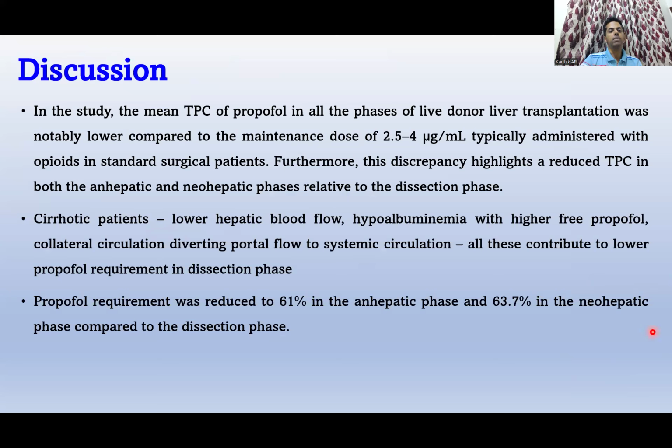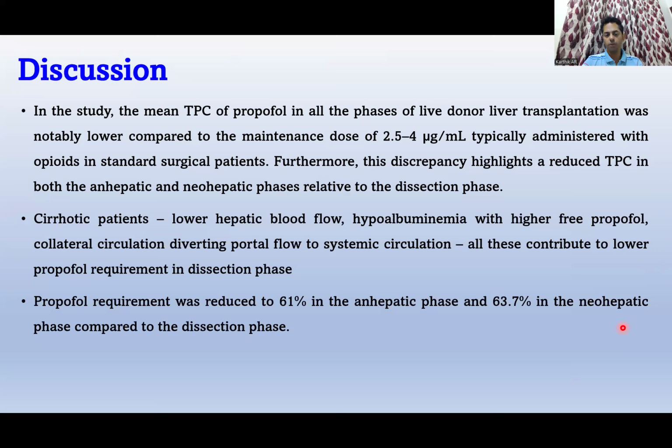Discussion. In the study, the mean TPC of propofol in all the phases of live donor liver transplantation was notably lower compared to the maintenance dose of 2.5 to 4 microgram per ml typically administered with opioids in standard surgical patients. Furthermore, this discrepancy highlights a reduced TPC in both the anhepatic and neohepatic phases relative to the dissection phase. In cirrhotic patients, a lower hepatic blood flow, hypoalbuminemia with higher free propofol, and collateral circulation diverting portal flow to systemic circulation all contribute to propofol requirement being lower in the dissection phase itself.